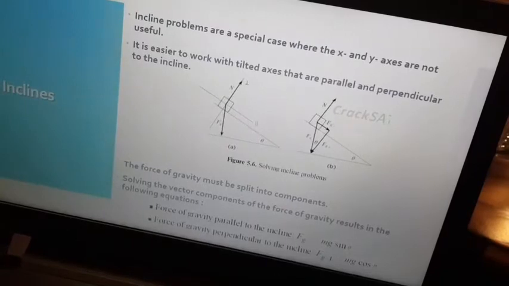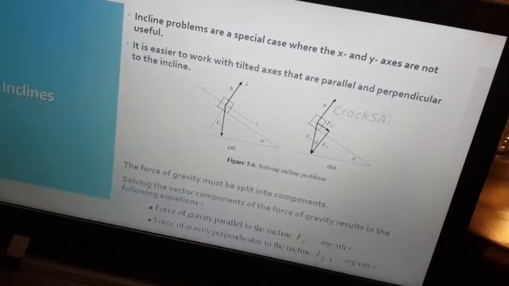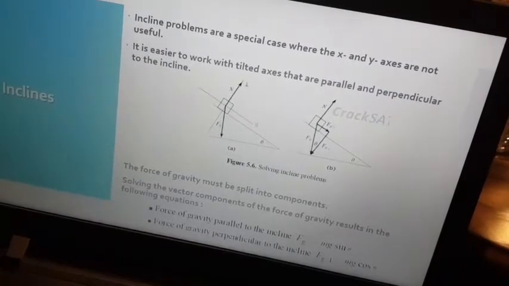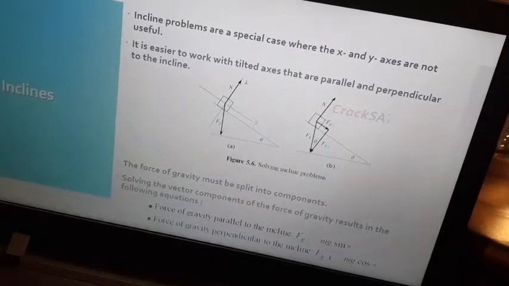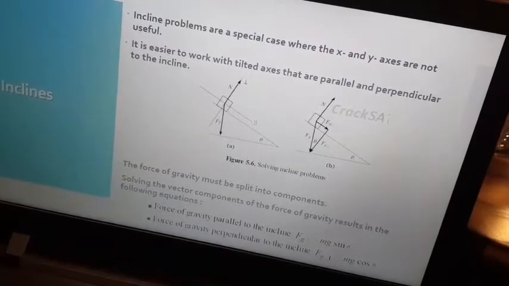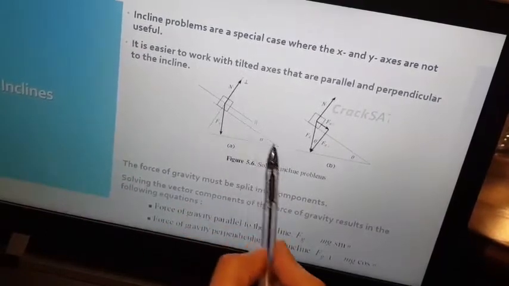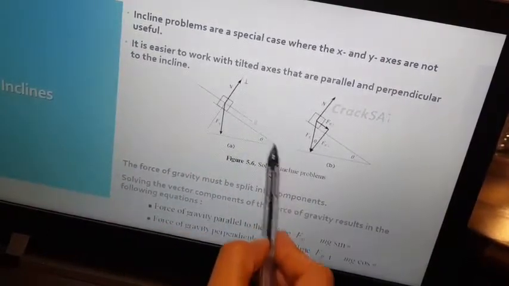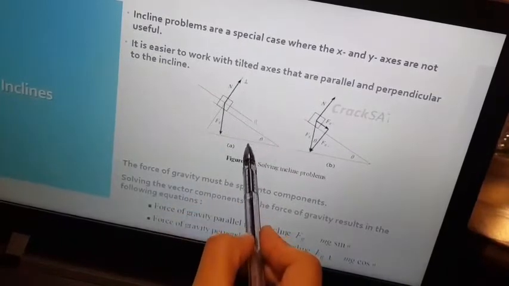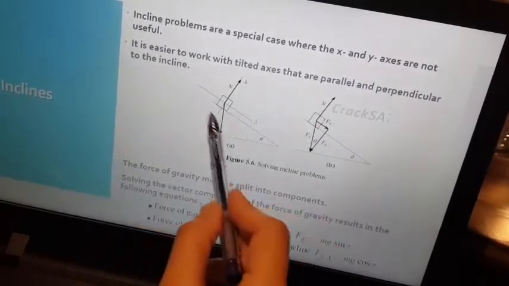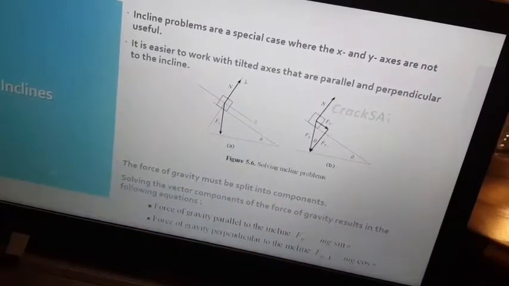Let's continue with chapter 5, dynamics. Today we will talk about inclines, or inclined plane surfaces. Inclined problems are a special case where the x and y axes are not useful. It is easier to work with tilted axes that are parallel and perpendicular to the incline. Look here, this is an incline. What does it mean? It's not a horizontal surface, it is a tilted surface, or a surface with an angle. Okay, this is an incline. What do we have to do in inclined planes?